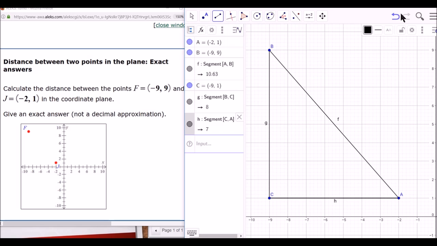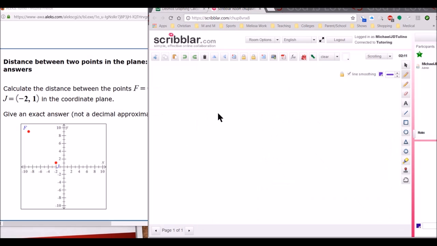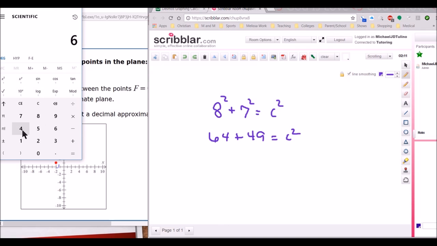Okay, so let's use the Pythagorean theorem. So we have 8 squared plus 7 squared equals that length of that side. So we have 64 plus 49 equals c squared. All right, let's grab that calculator. So we got 64 plus 49.